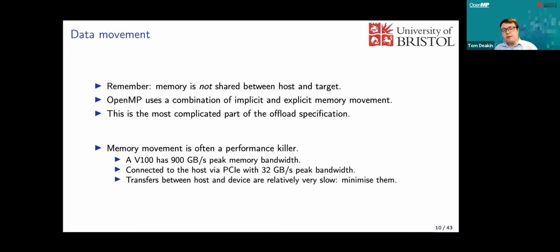If we use this NVIDIA V100 as an example again, it has 900 gigabytes a second of memory bandwidth available to it. Now that's between the parallel things on the device and the high bandwidth memory on the device. If we plug it into our CPU node with PCIe, we're only going to get 32 gigabytes a second peak bandwidth across the PCIe. So the transfers between the host and the device are relatively slow. So we need to minimize them, doing as few of them as possible, so that we can keep the data resident as much as possible on the GPU and avoid being bottlenecked by this lower bandwidth that we have between the two memory spaces.